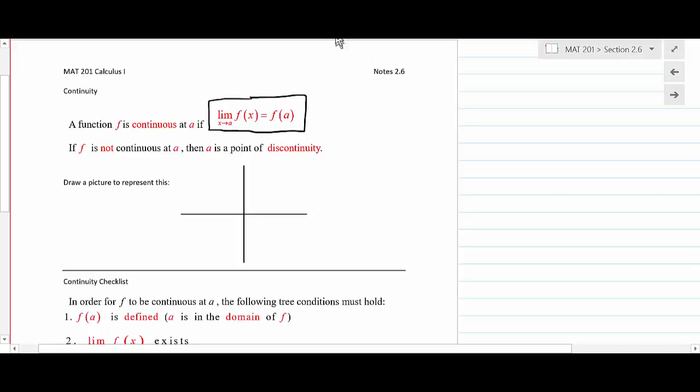So to help you understand what this is saying, let's just kind of randomly put, we'll call that x equals a. And we're going to say that this function is discontinuous at that point.